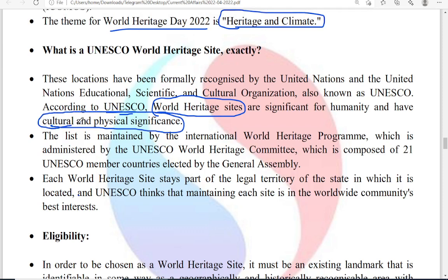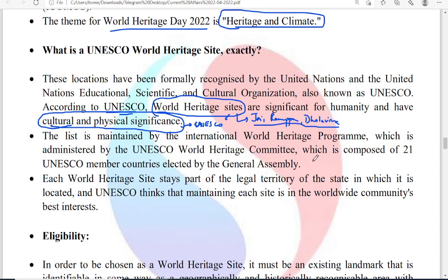Similarly, India will choose some places and apply at UNESCO to provide the World Heritage Site status to that particular place. Recently, Jaipur city, the Ramappa temple of Telangana, and the Dholavira site of the Indus Valley Civilization were given the UNESCO World Heritage Site status. So what happens once it is recognized as a World Heritage Site?